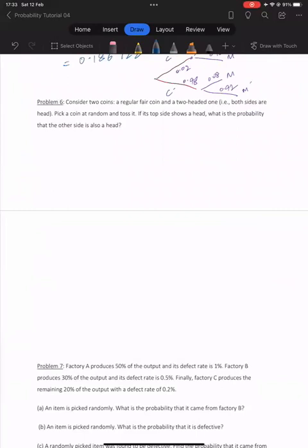Consider two coins, a regular fair coin and a two-headed one. Both sides are head. Okay, pick a coin at random. So the probability of picking one of these coins is half because I'm randomly pick कर रहे हैं, and then we toss it. If its top side shows a head, what is the probability that the other side is also head? So probability both heads given that top side is a head.